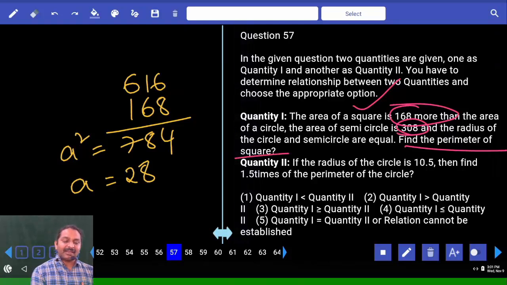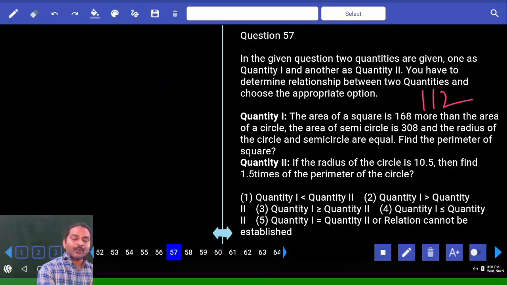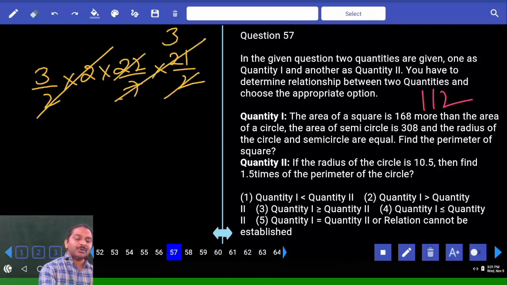Find the perimeter of the square. 4a. 28 double, 56 double, 112. If the radius of the circle is 10.5, find 1.5 times the perimeter of the circle. 1.5 times, I'll write it as 3 by 2 into perimeter 2 pi r. R I'll write it as 21 by 2. 2 to cancel. 7 3 times 2, 11 times 11 into 9, 99. Q1 more than Q2.